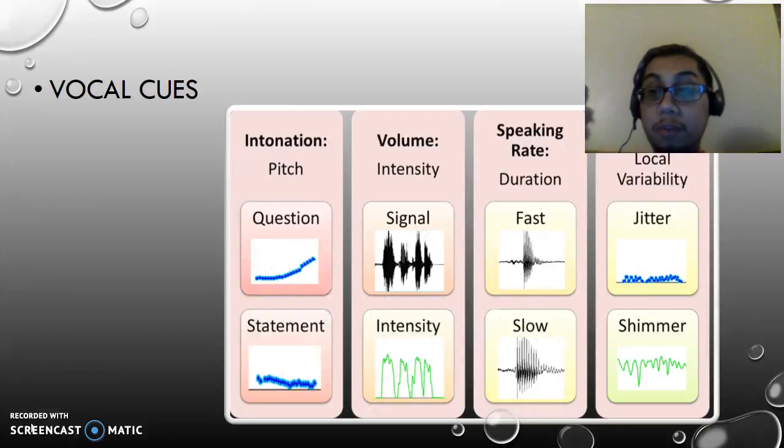Vocal cues. Vocal cues are also referred to as paralanguage. So vocal cues involve the pitch, the rate, the volume, and the quality of your voice to determine how important the message or the meaning of the message is.